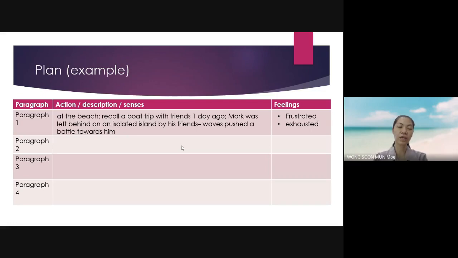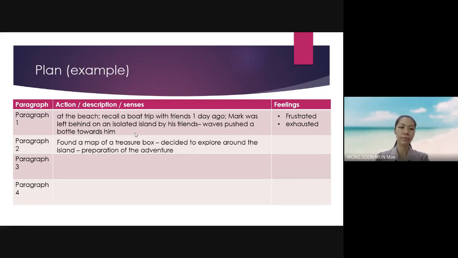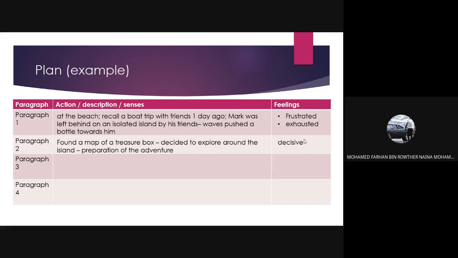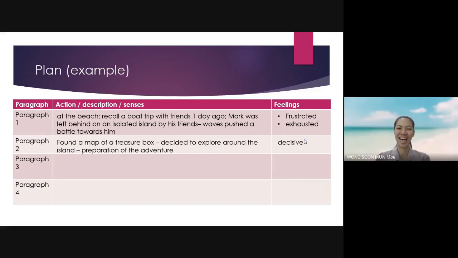So what is he going to do with the bottle? Oh, he found a map. Instead of a message, I choose a map. He found a map of a treasure box. Inside the old bottle, on the paper, he saw a map leading him the way to a treasure box. So he decided to explore around the island. He did some preparation for the adventure. The map was created by Captain Jack Sparrow. Yeah, you can include that in your story as well.